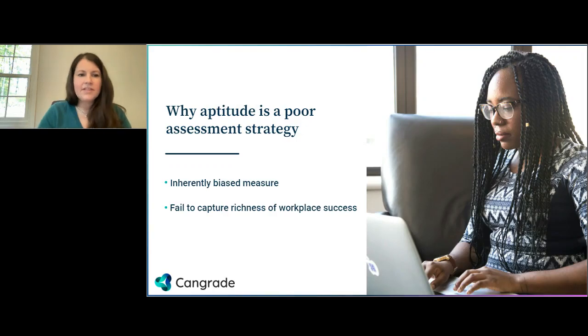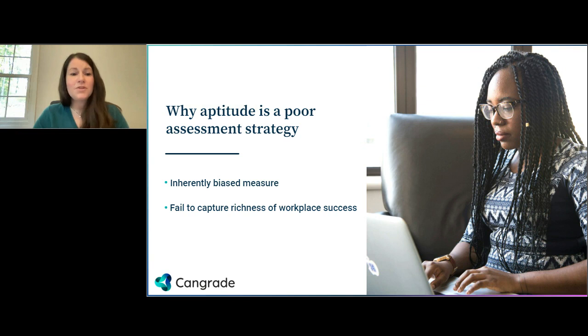So looking at each one individually, starting with aptitude. And why is aptitude a poor assessment strategy? It had a higher predictive validity than some of the other methods. It's common. There's a lot of tools out there on the market. Well, it's inherently biased. Just because I can choose which shape comes next in a pattern of shapes doesn't mean I'm going to be a good fit for the job. It doesn't mean I'm going to be fulfilled with the job. It just means that I'm either good at picking shapes or I've likely Googled the assessment.